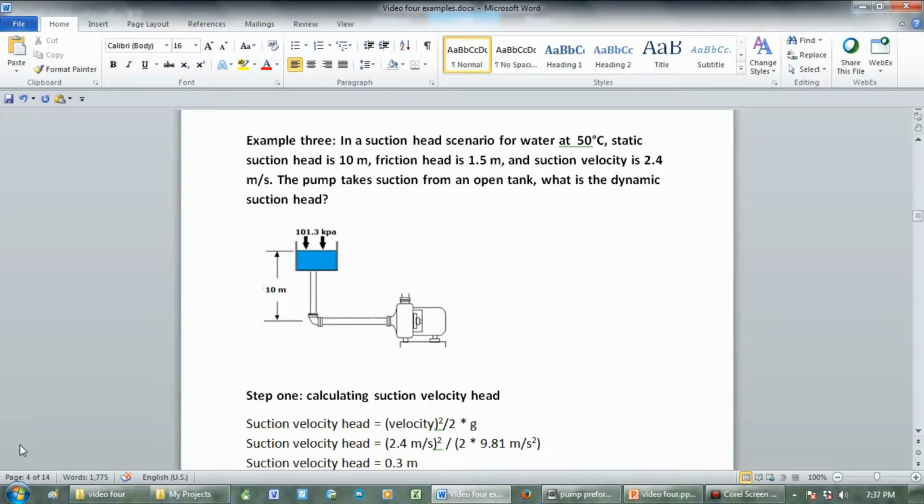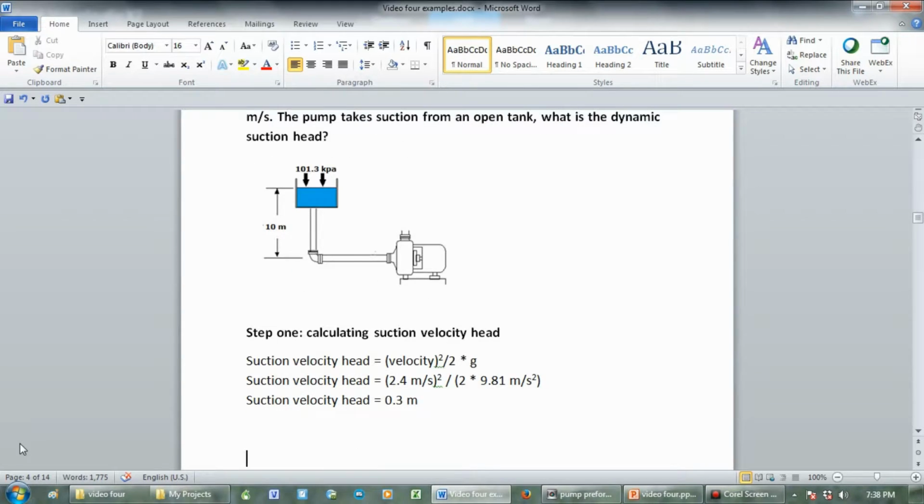So here's our example. In a suction head scenario for water at 50 degrees C, static suction head is 10 meters, friction head is 1.5 meters, suction velocity is 2.4 meters per second. The pump takes suction from an open tank. What is the dynamic suction head?